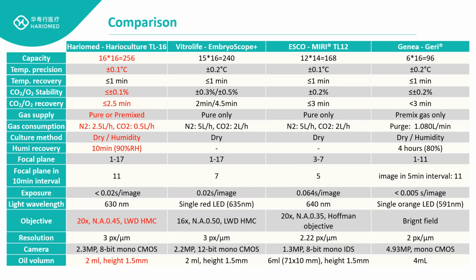Next, I would like to share some parameter comparison between Hariomed Culture Time-Lapse Incubator and other brands. For the capacity, Hariomed culture has the largest capacity with 256 embryos, and also we can connect a subunit to double the capacity. The temperature and gas precision is stable, with less than 0.1 degrees and 0.1%. And for Hariomed culture, both pure gas and premixed gas can be supplied, and for the culture method, dry and humidity culture can be adopted.